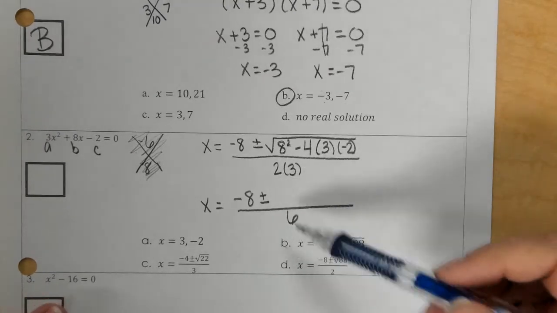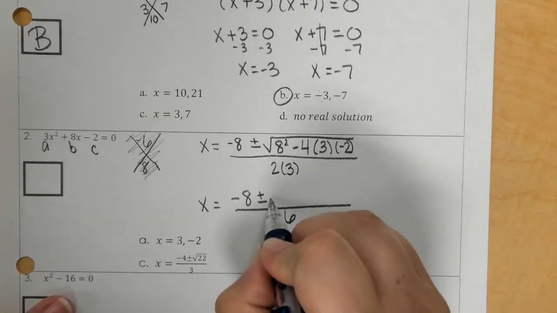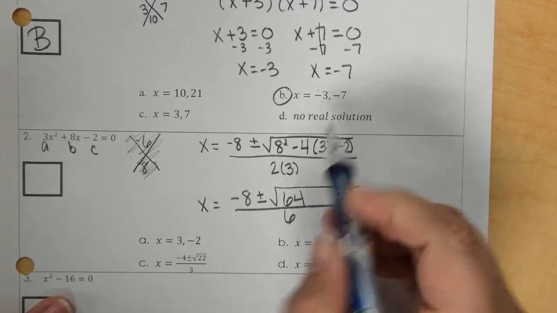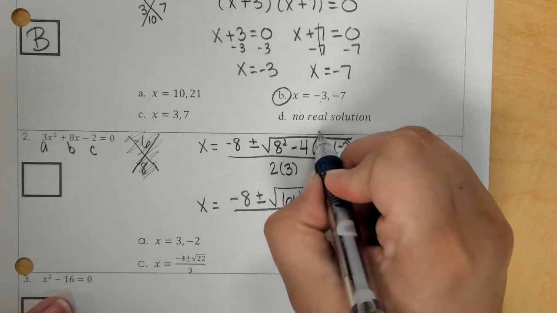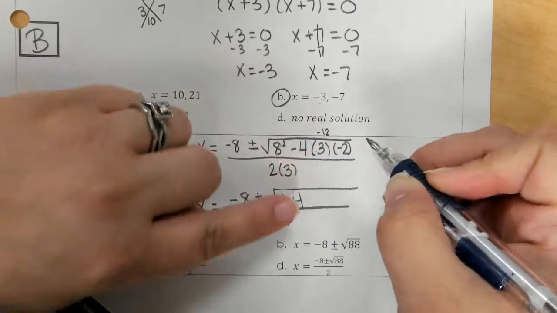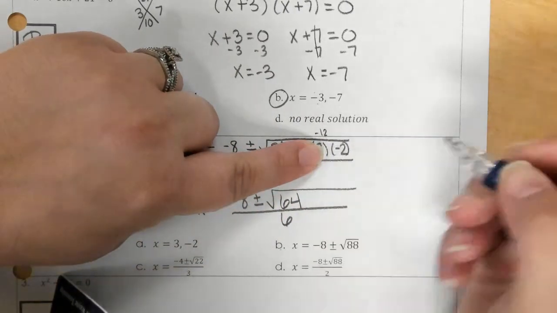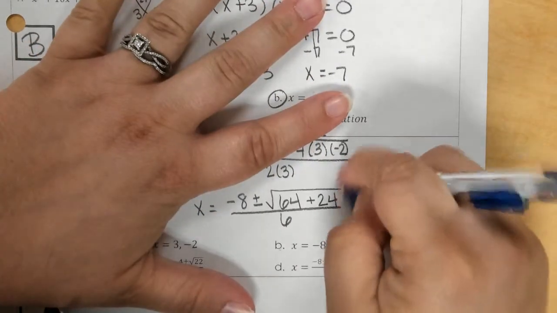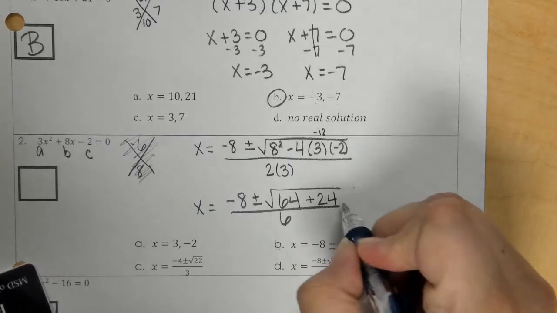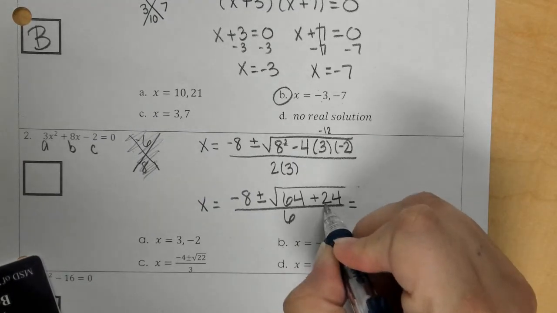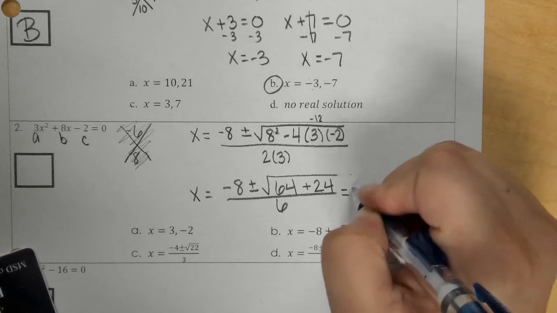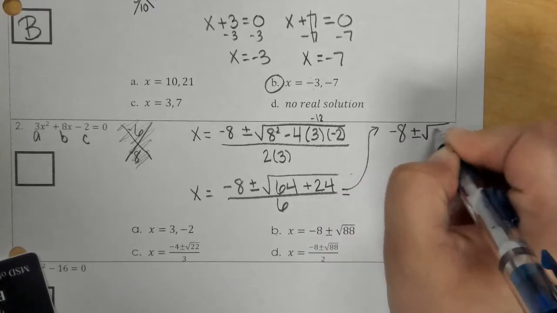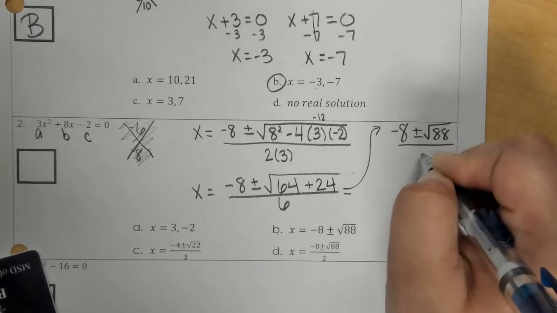Alright, so I got the 2 times 3 is 6, brought the negative 8 down. Now, inside the radical, 8 squared is 64. Negative 4 times 3 is negative 12. And then we do negative 12 times negative 2, and that is 24. This would add to be 88. So let's write over here: negative 8 plus or minus the square root of 88 divided by 2.